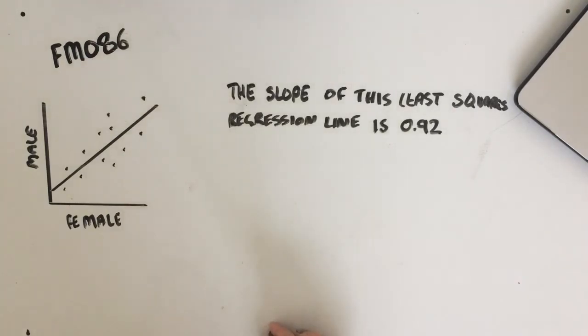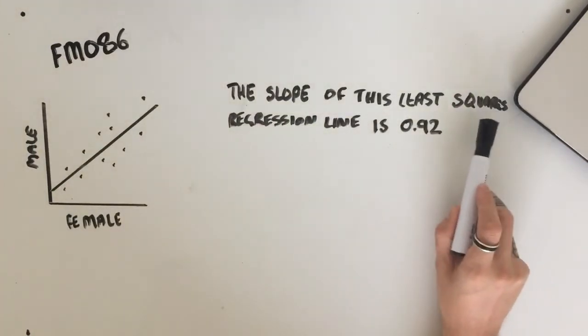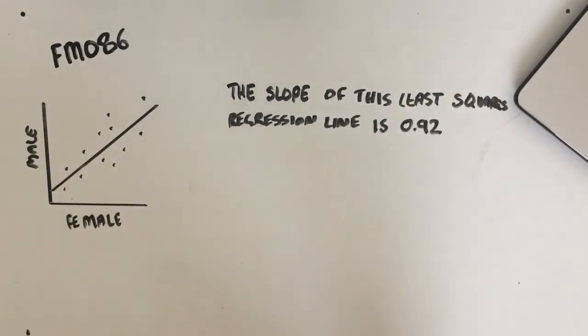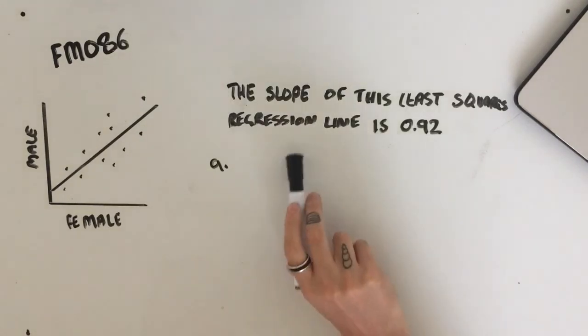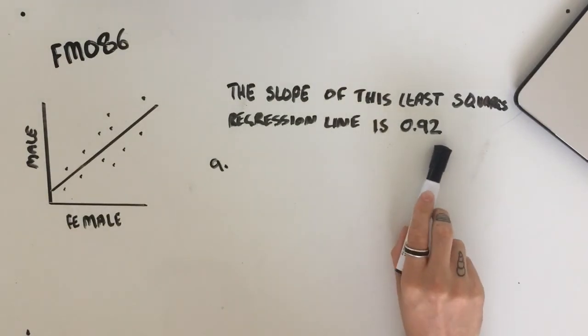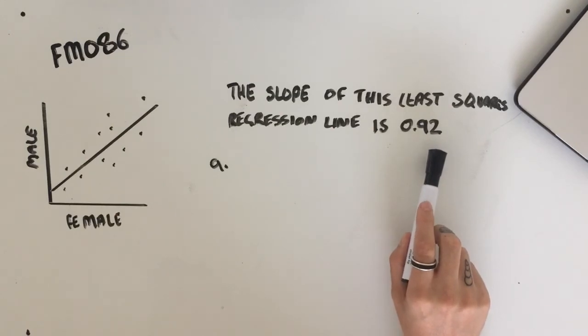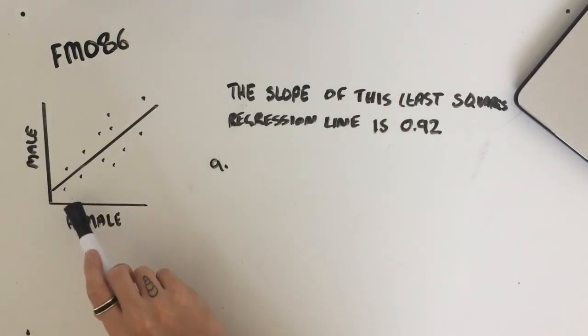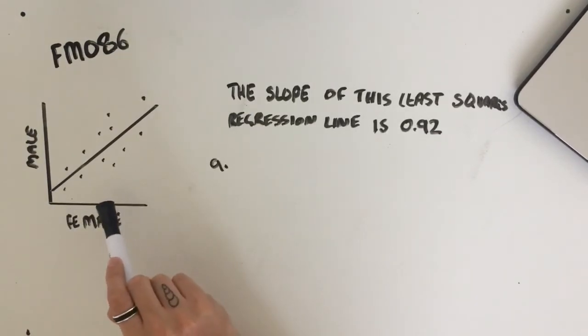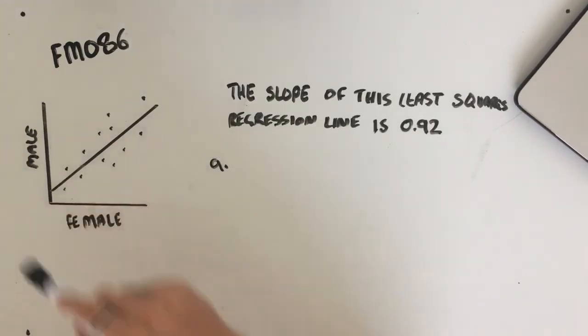And what they tell us before part A is that the slope of this least squares regression line is 0.92. So our gradient is 0.92, and part A is asking us to interpret the slope in terms of the variables male stress levels and female stress levels. So what does this slope of 0.92 actually mean? We want to look at what happens for every 1 unit increase, or in this instance for every 1% increase in female stress levels, what is happening to our male stress levels.